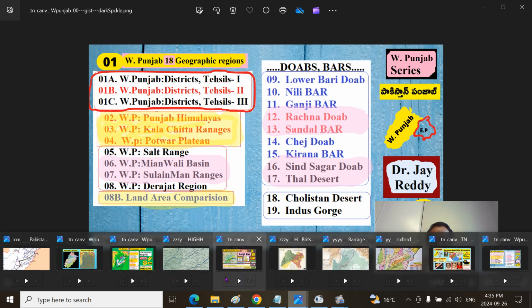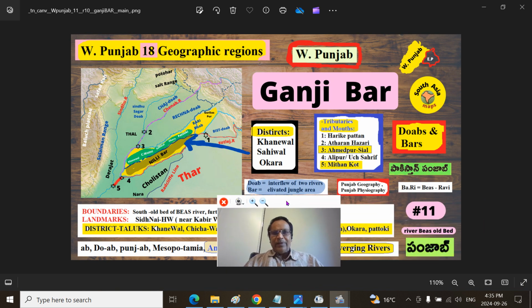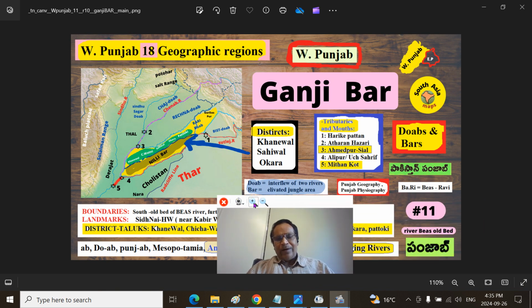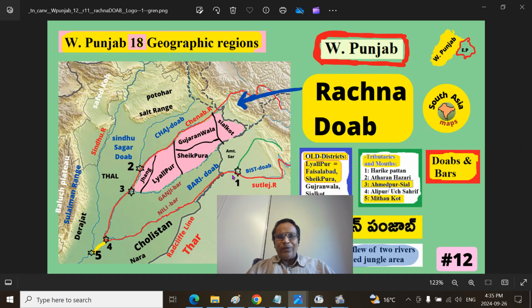And I hope this will put you in the proper perspective of the fascinating Ganji Bar, the northern part of Old Bias Bet and Ravi River, broadly within the Baridoab region, the lower Baridoab region, that is the region between the Ravi River on the north, and Bias, later Sutlej rivers on the south. And in the next presentation, we'll see the Rechna Doab, that is the Doab interflow region between the Ravi River on the south, and Chenab River on the north.